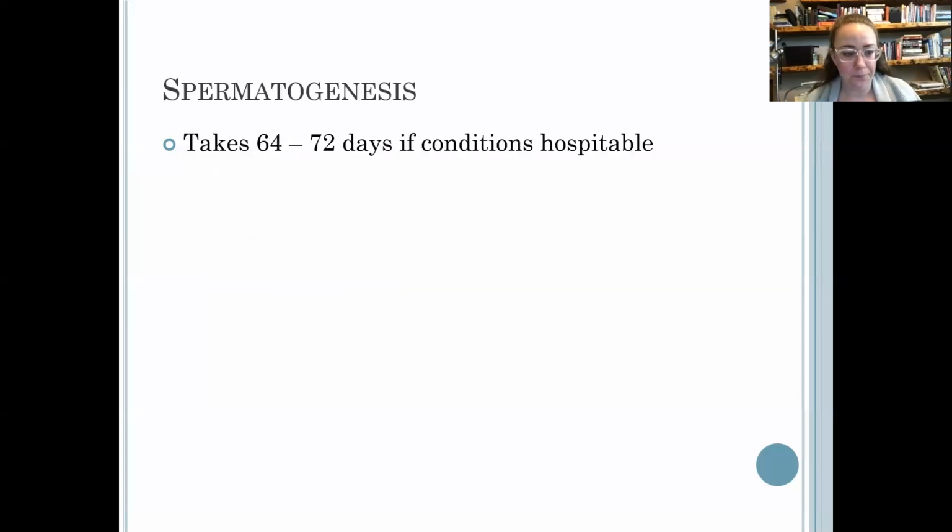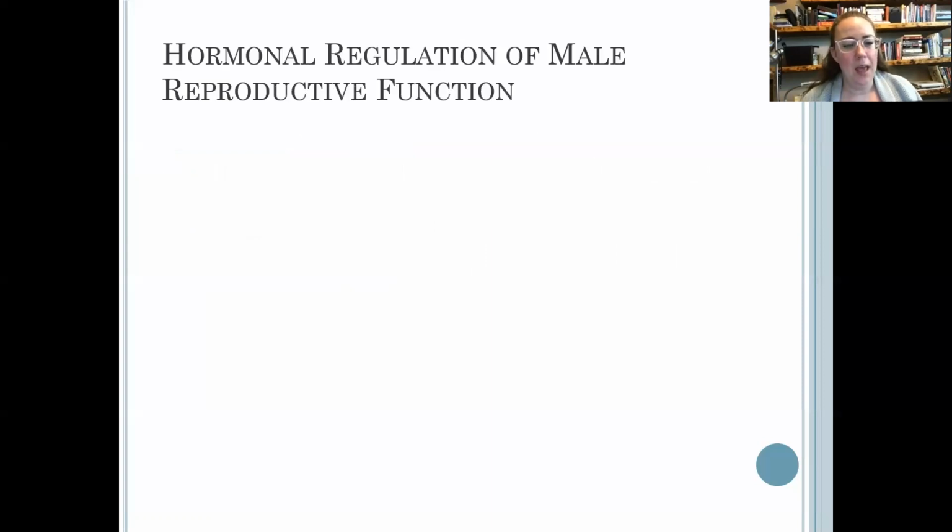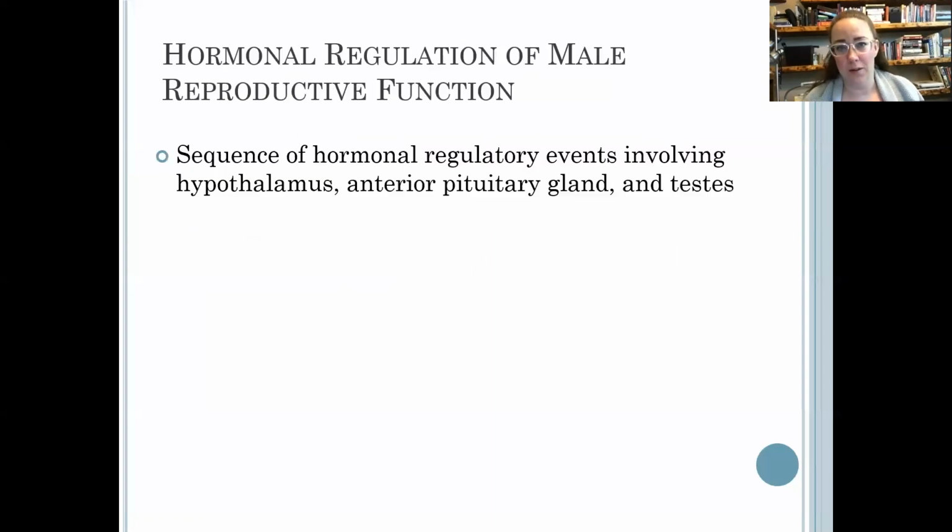That's why that's there. Now, this whole process takes anywhere from 64 to 72 days if everything is nice and hospitable. The pressure of this testicular fluid from those sustentacular cells pushes those non-motile sperm into the epididymis, where they get their full motility and fertilizing power. And a lot of this is all driven, of course, by hormones. There's a sequence of hormone events that involve the hypothalamus, the anterior pituitary, and the testes. So there's an axis here involving those three.